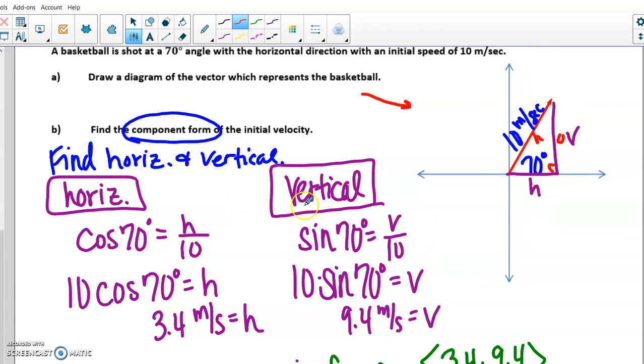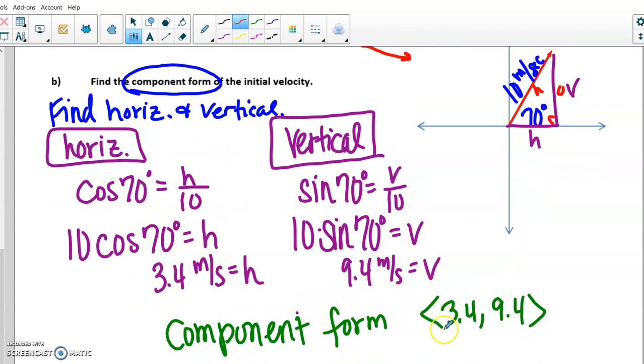To completely answer the question, just put it in component form. So remember, we use the less than and greater than symbols, the little arrowheads. And our horizontal component was 3.4. Our vertical component was 9.4. And that concludes your first lesson on vectors.